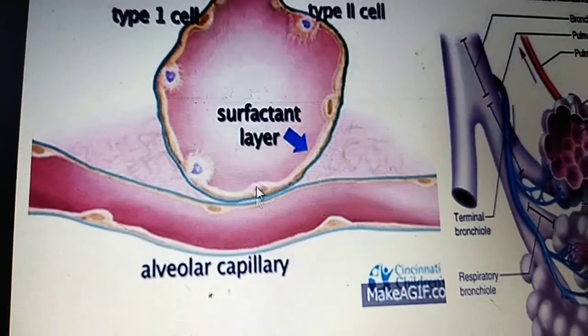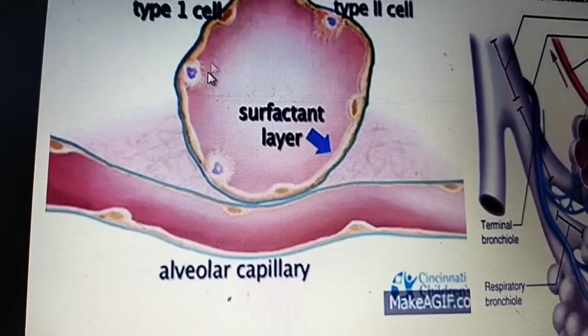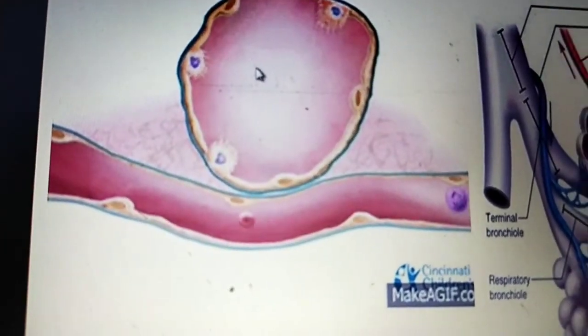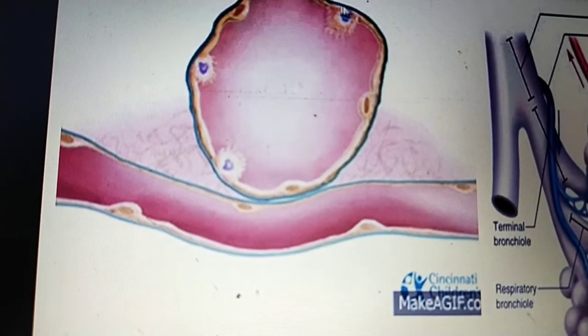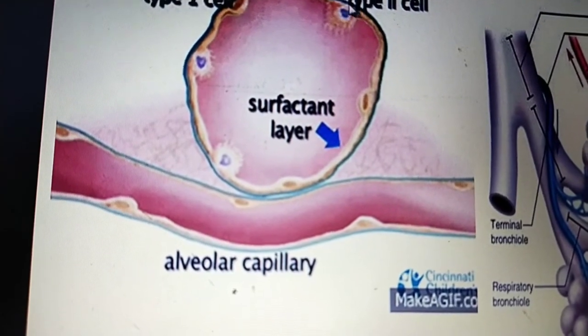Here only gas exchange will occur. 95% of all gas exchange occurs through the type 1 cells, which cover 95% of the whole alveoli, and 5% of the alveoli is covered by the type 2 cells.